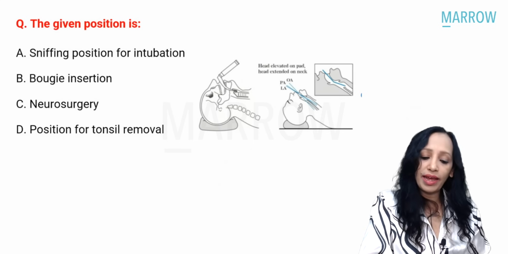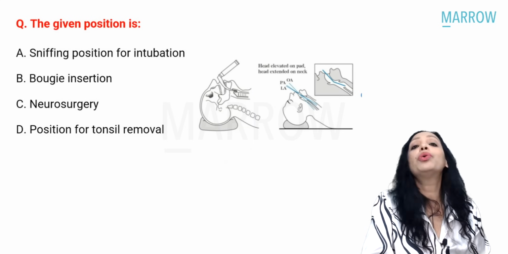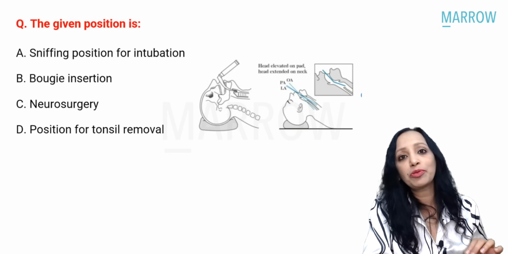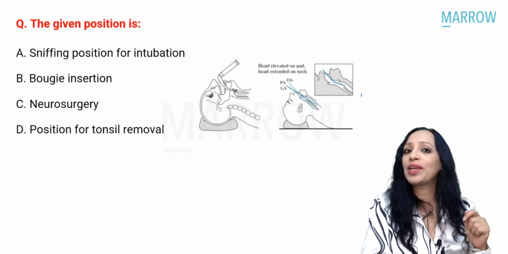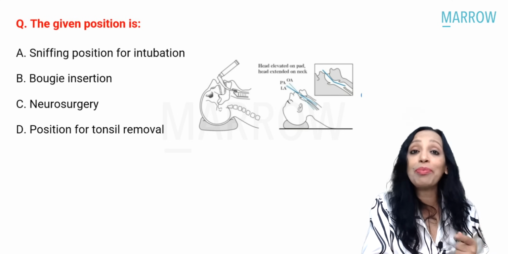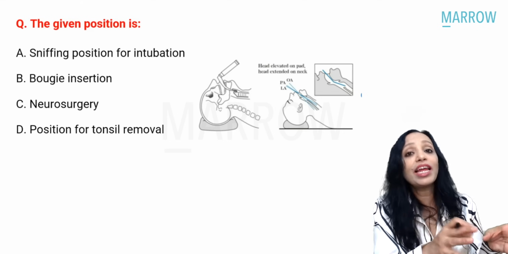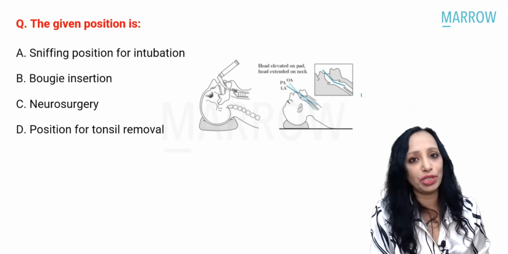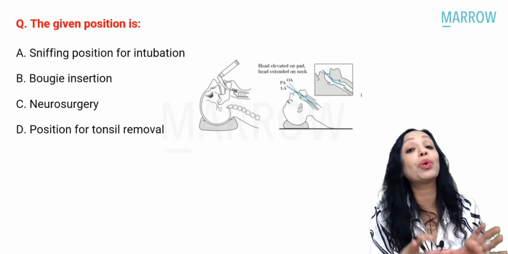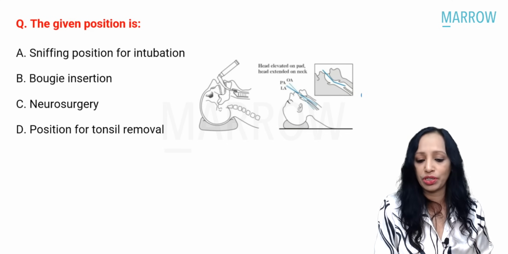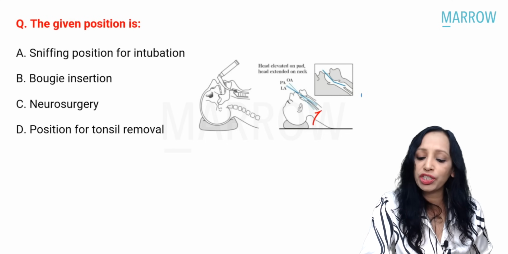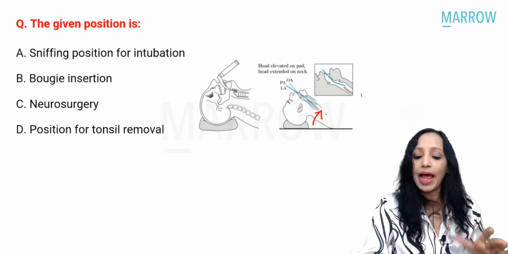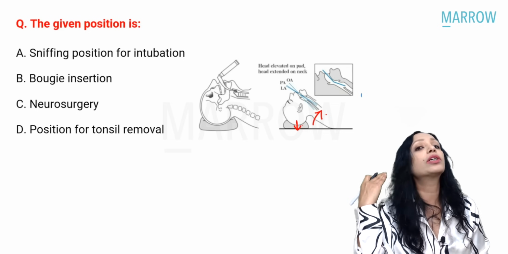The given position is, so I am sure you will be doing this in anesthesia, but I am taking this question up specifically because this question has been asked earlier in ENT also, and this can be asked again later in relation to ENT surgeries. Why? Because this is exactly the position that we use for microlaryngeal surgery. So what is this position? We can see that in this position, there is flexion at the cervicothoracic joint, and there is extension at the atlanto-occipital joint.